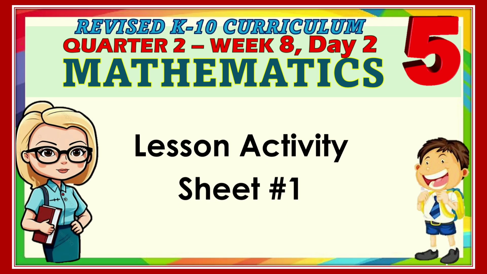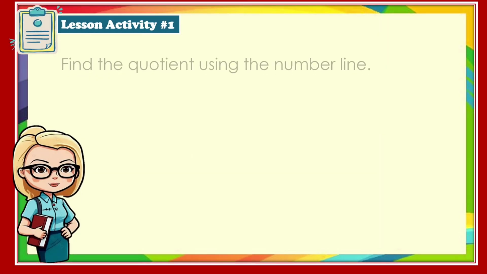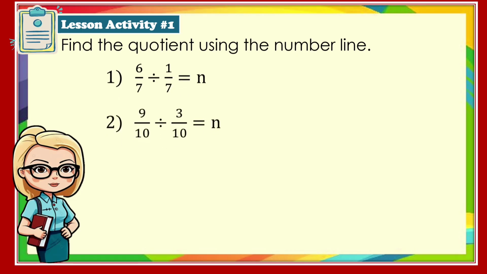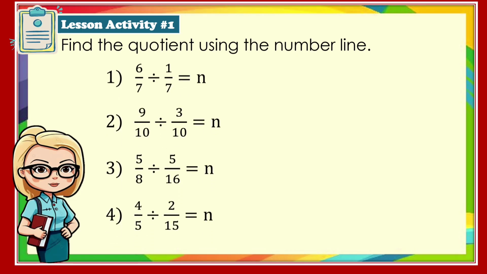So, this time you are going to answer the lesson activity for sheet number 1. For lesson activity number 1, find the quotient using the number line. So, 6/7 divided by 1/7 equals n. Number 2, 9/10 divided by 3/10 equals n. Number 3, 5/8 divided by 5/16 equals n. And 4/5 divided by 2/15 equals n. Okay, you'll be given 5 minutes to do that.